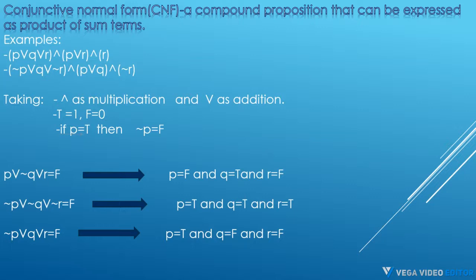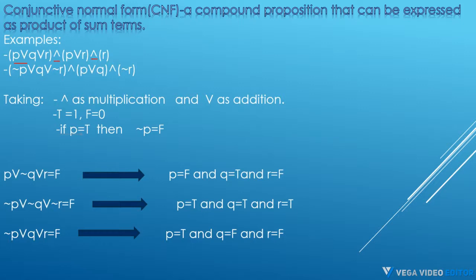So today we're going to discuss CNF and DNF. First, we're going to discuss CNF, Conjunctive Normal Form, which is a compound proposition that can be expressed as a product of sums. So consider the examples. (P or Q or R) and (P or R) and R is an example of a product of sums because we are using the and sign.